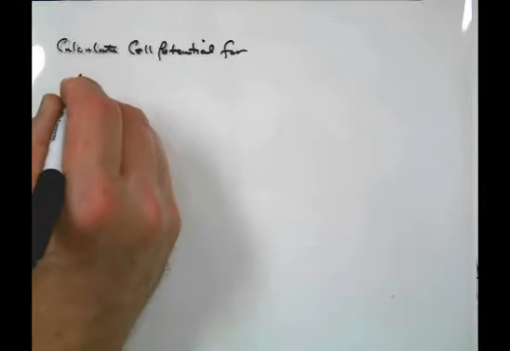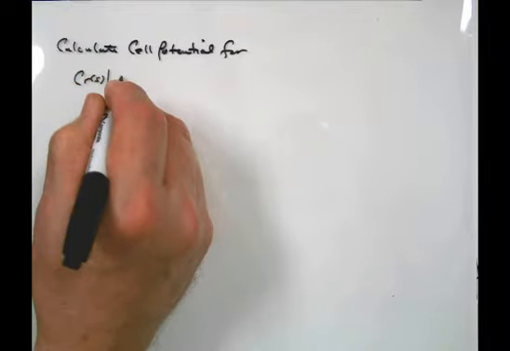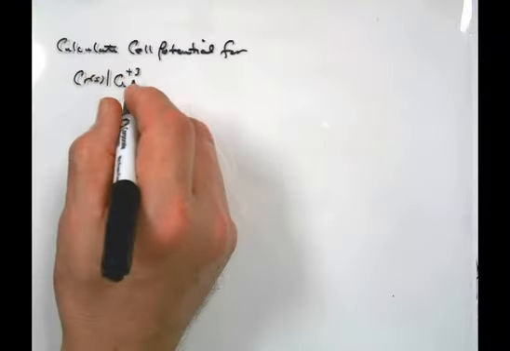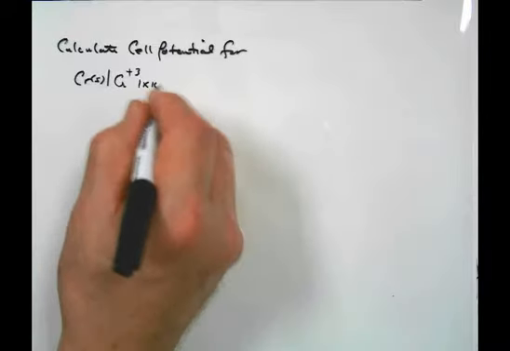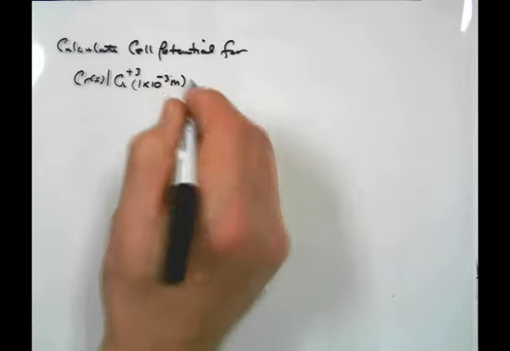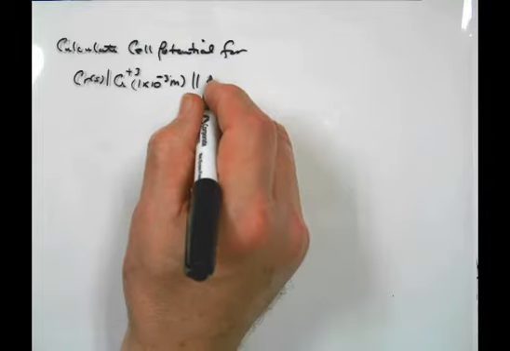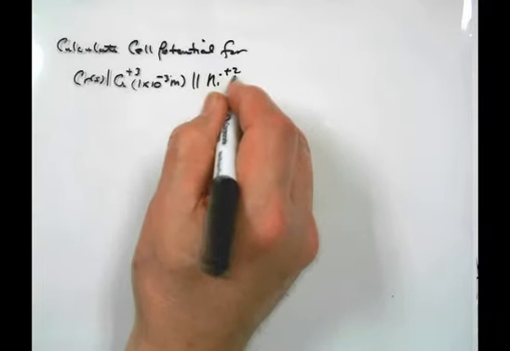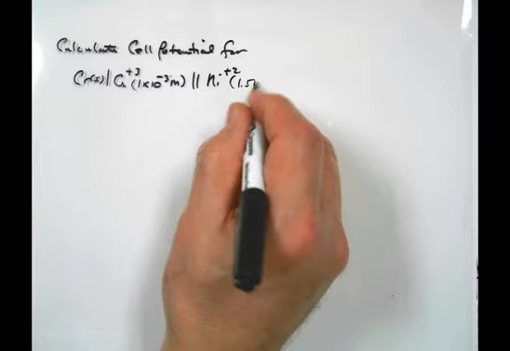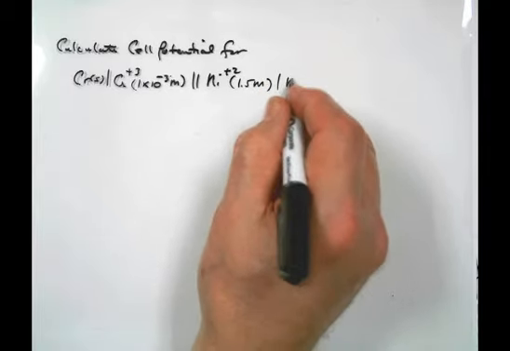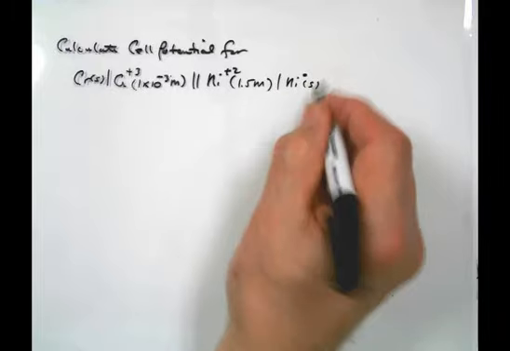Okay, this will be a non-standard cell potential. Calculate the non-standard cell potential for the following system: chrome plus 3, which is 1 times 10 to the minus 3 molar, double bar, and we're going to nickel plus 2, 1.5 molar. A single bar to nickel reduced solid. There's your reaction.